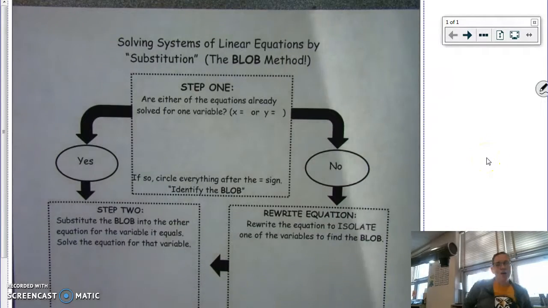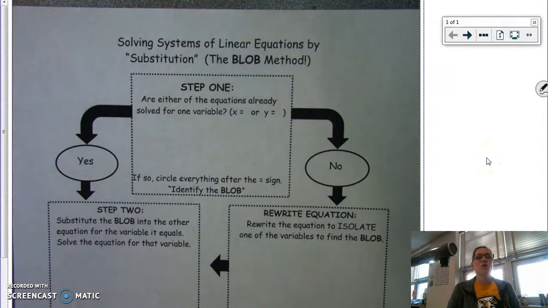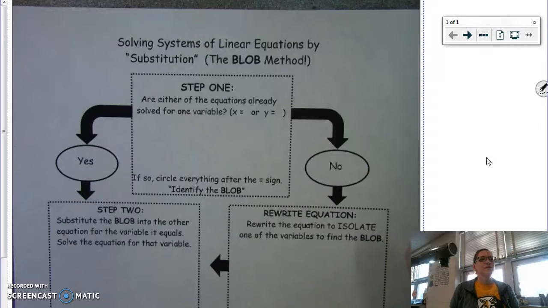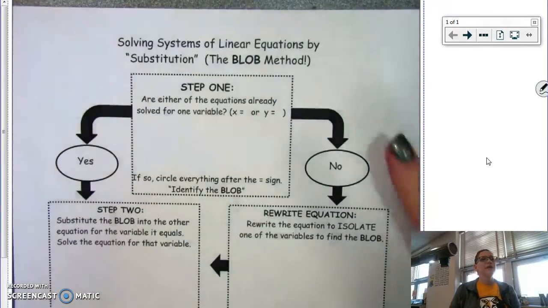Hi everyone. I am back again to go over the next way that we can solve systems of linear equations. This method is called the substitution method. I like to call it the blob method. So let's go ahead and take a look at our notes.